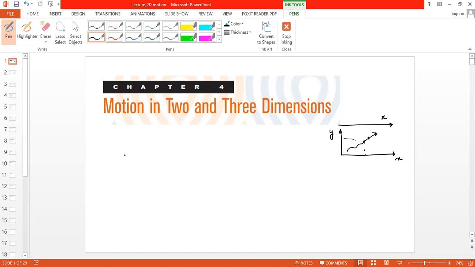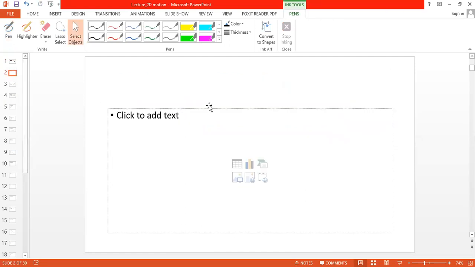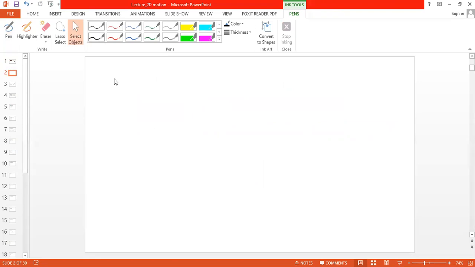Let's consider a 2-dimensional space. Let's think an object is moving in this 2-dimensional space. This is the x-axis, and this is my y-axis. Initially, the position of the object was here. R1 is the position vector of the object initially.